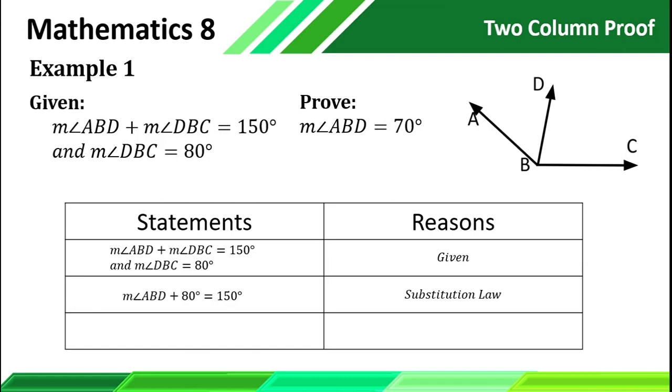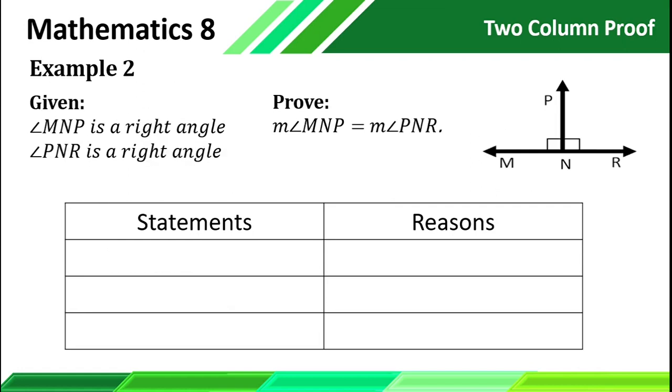Next, if angle ABD plus 80 degrees is equal to 150 degrees, then the measurement of angle ABD is equal to 70 degrees. What property did we apply? We use the addition property of equality. So it is tested and proven that the measurement of angle ABD is equal to 70 degrees. Let's have example number 2.